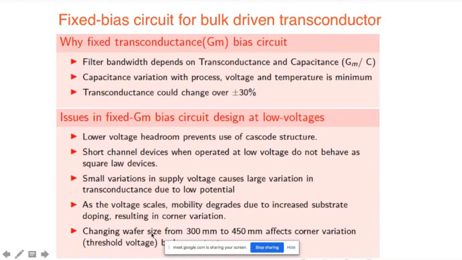Because of the corner, when you say there is a threshold VTH variation, that will be more when you go for a higher wafer size, that is, a larger wafer diameter. Normally, to reduce the cost of the chip, we go for a higher wafer size, so that mass or bulk production reduces the cost of the chip.